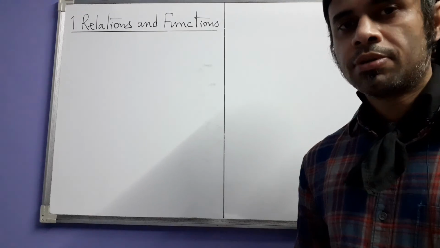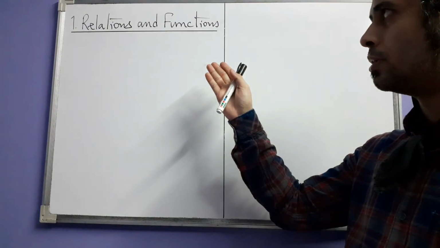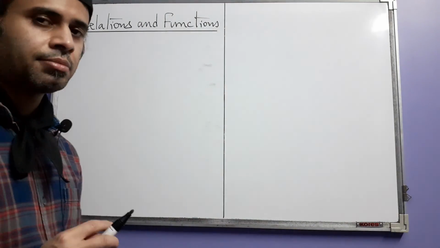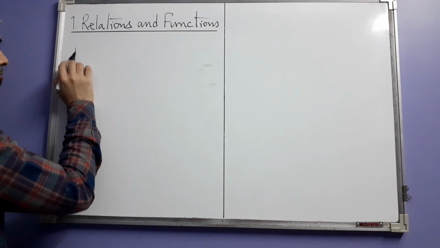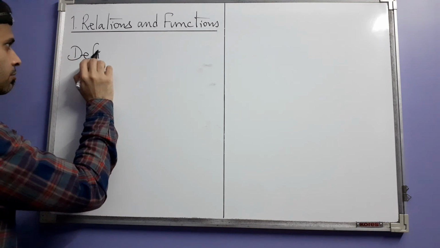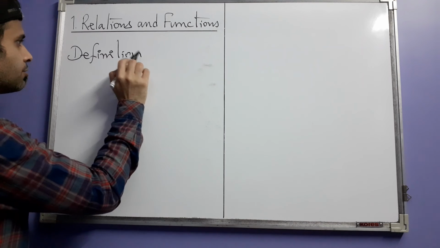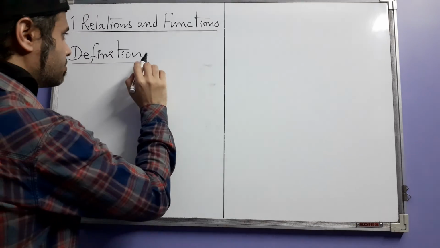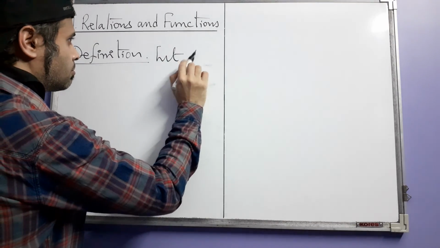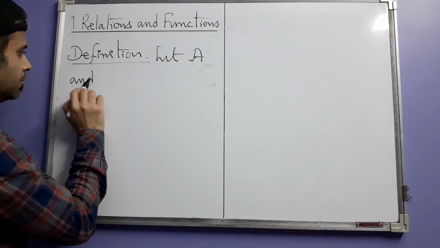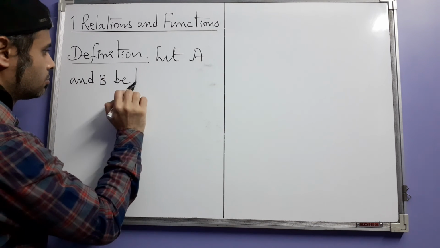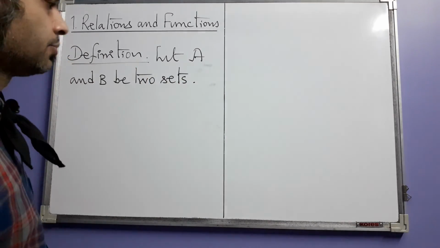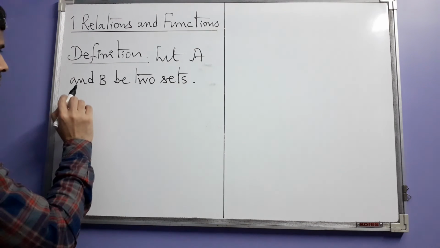Let us start class 12 mathematics with the notions of relations and functions. We first see the mathematical definition of relations. And this definition starts with two sets, any two sets. Let A and B be two sets. They may or may not be equal, anything is possible.